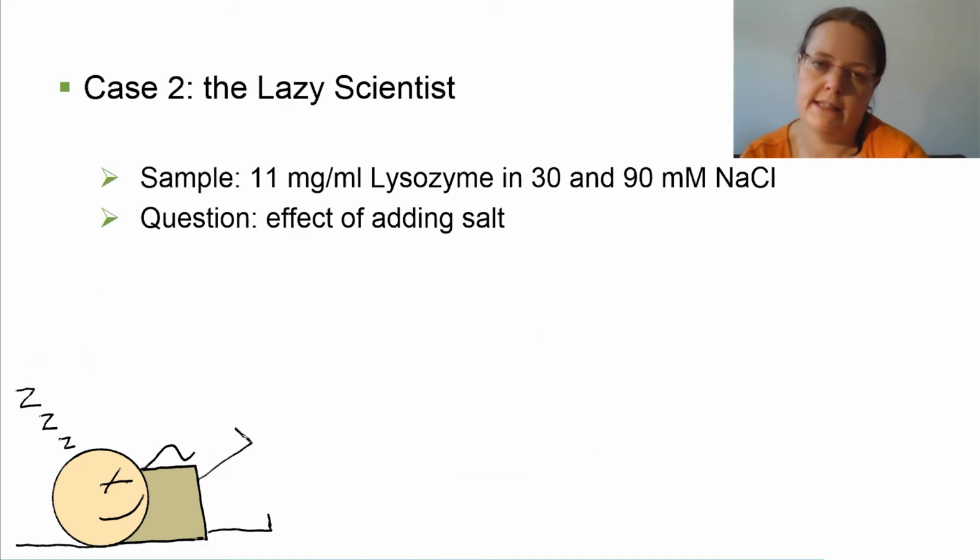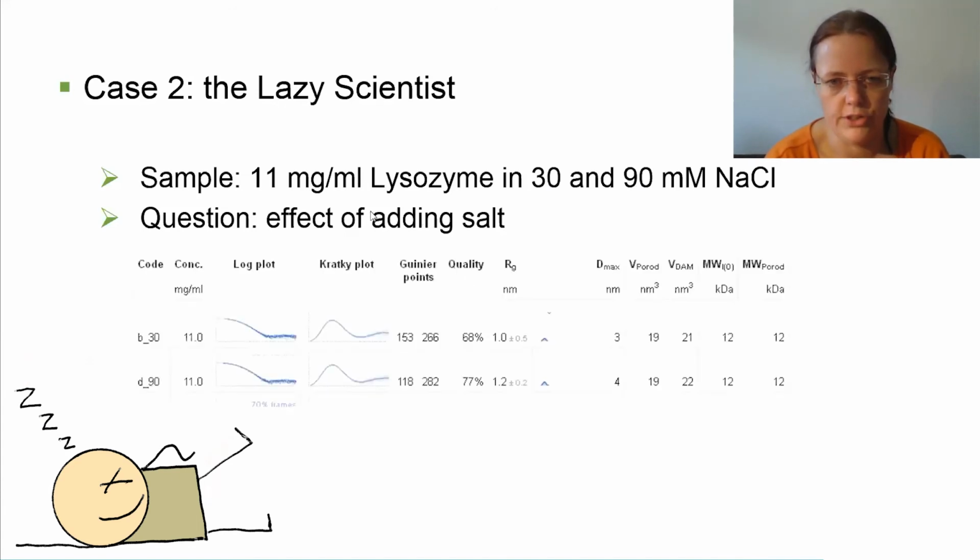So that brings us to the next scientist, the lazy scientist. Here the question was trying to understand the effect of adding salt to the measurement. So we're measuring lysozyme in 30 and 90 millimolar sodium chloride. And the idea was, is there any change that you can see? And yes, if you measure in 30, you get an Rg of 1.0. If you measure in 90, you have 1.2. So yes, there is an effect of adding salt to your solution.